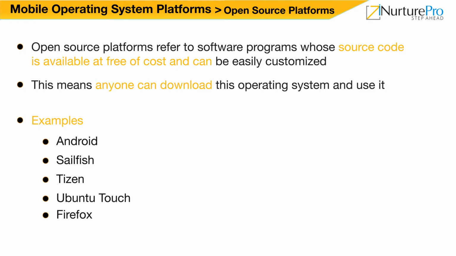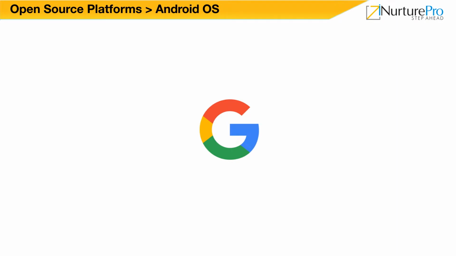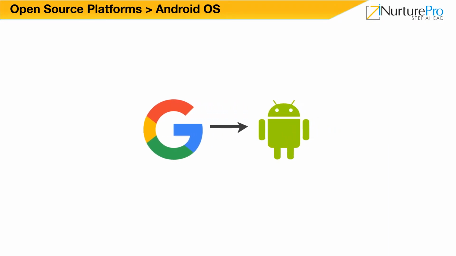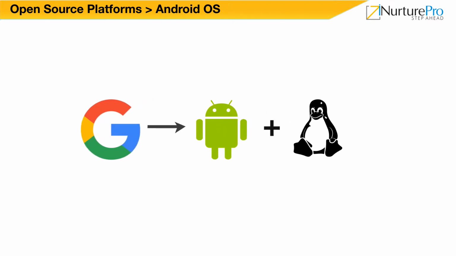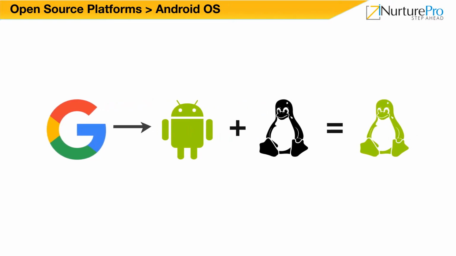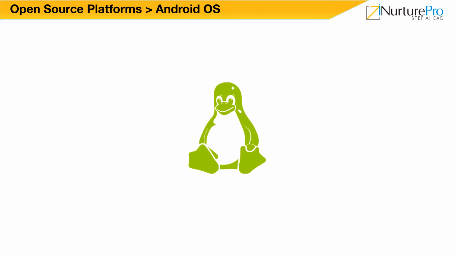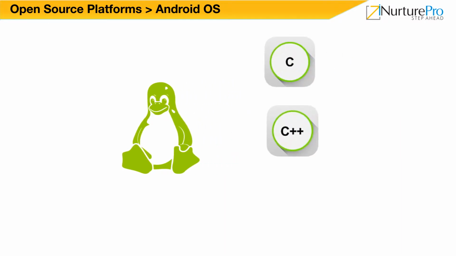Now let's understand each one of them in detail. I'm sure we all know what the term Android means. It is most popular among mobile users. Android OS is a mobile operating system which was first developed by Google and is based on the Linux kernel. Android OS is usually written in the most common languages, that is C, C++ and Java.